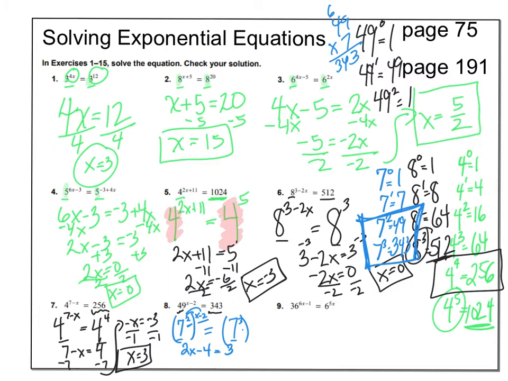So I'm going to go over here and try to write. I'm going to add 4 to both sides. 2x equals 7. Divide by 2. X equals 7 over 2.